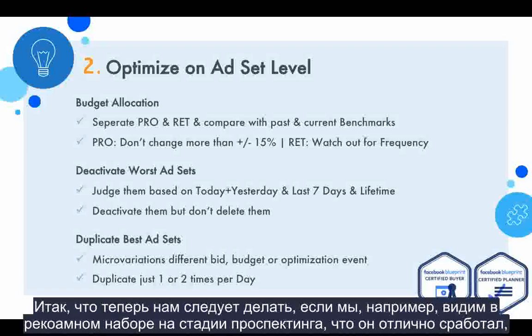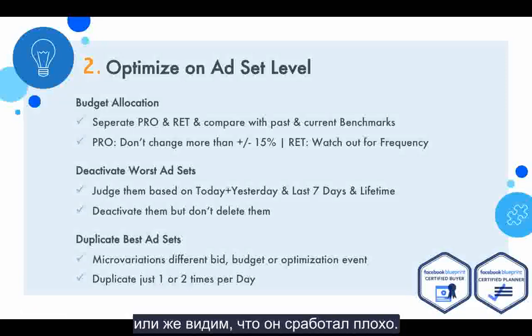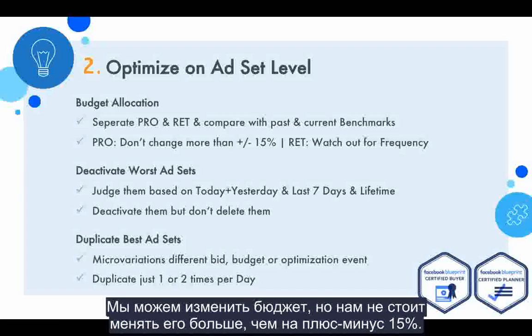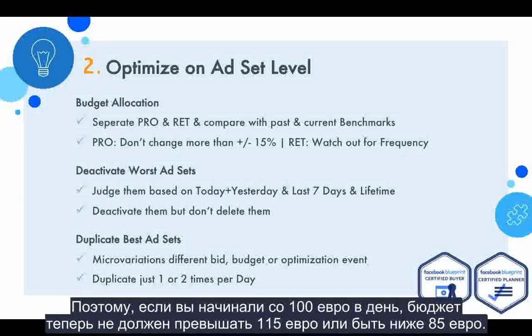So what should we do now if we see, for example, in the prospecting ad set that it worked very nicely or it didn't work that well? Well, we could change the budget, but we should not change it by more than 15%, plus or minus. So if you start with 100 euros per day, we should not give it more than 115, and we should not lower it more than to 85.